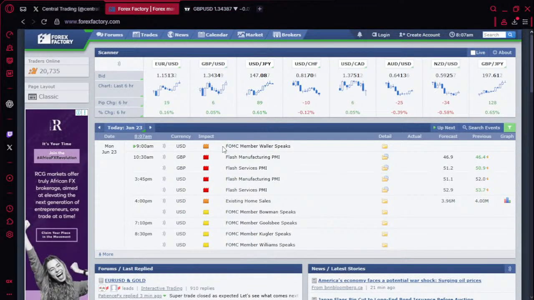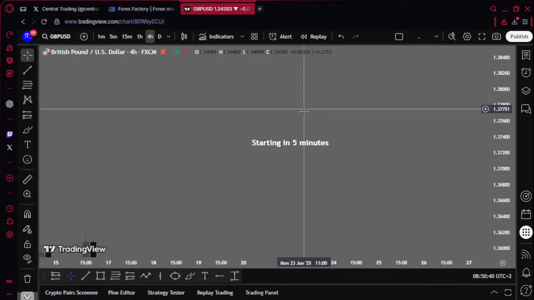Okay, so we have FOMC on GBPUSD on market open, but it's not high impact, it's medium impact. Then we have PMI, PMI, and PMI at 10:30, so about an hour and a half after London open, and then close to New York open, we have PMI on USD. So we have some news, but it's not really that high impact that I might stay out for the day. So I'll still be looking for a setup.